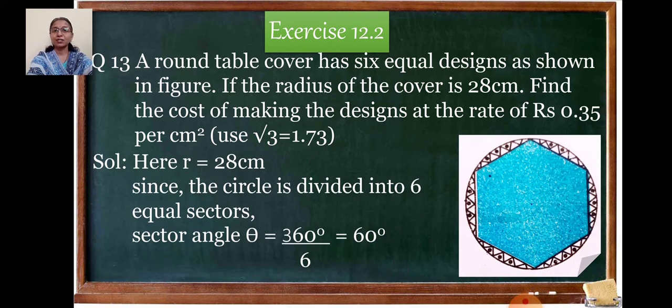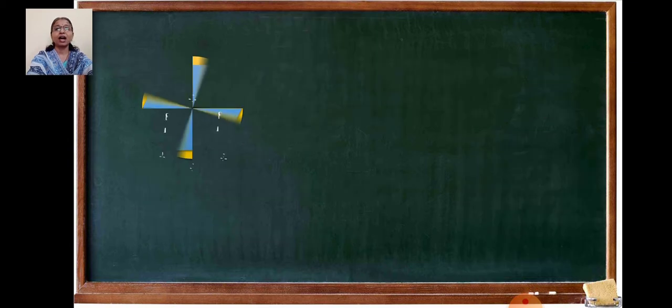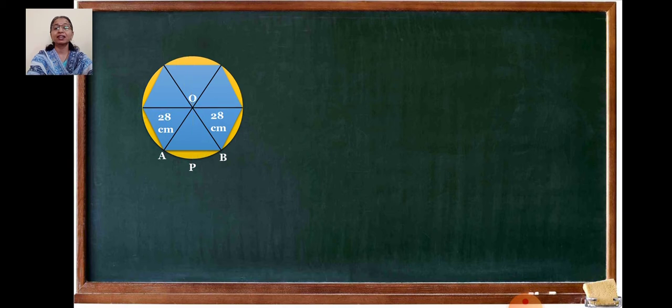So here the radius of the circle is 28 centimeter. Since the circle is divided into 6 equal sectors, the central angle theta, or the sector angle theta, is equal to 360 degree divided by 6, that is equal to 60 degree. Let me show you the diagram. After dividing that circle into 6 equal sectors, your diagram will look like this, where the central angle is 60 degree.